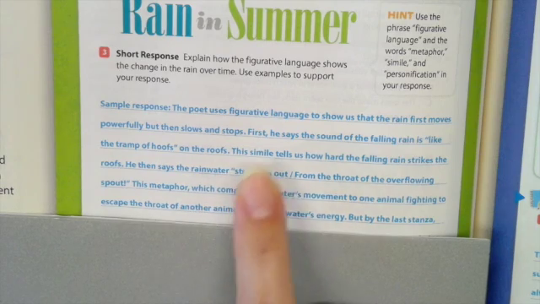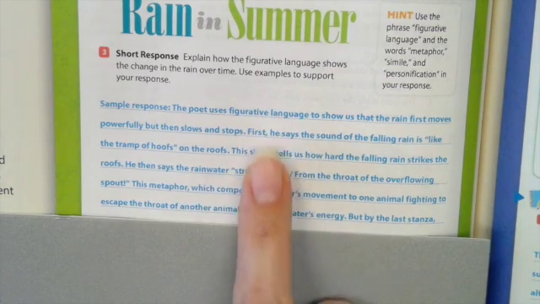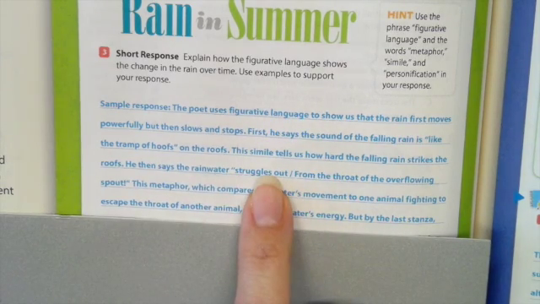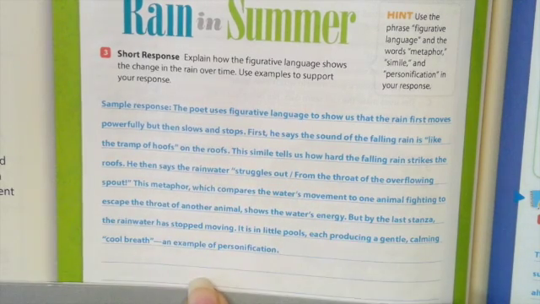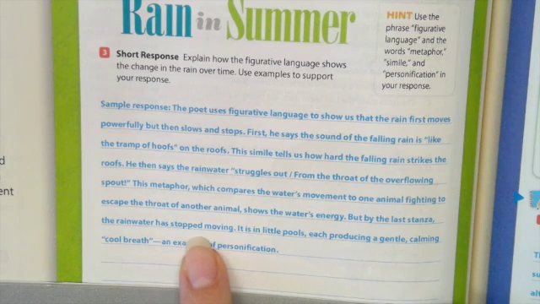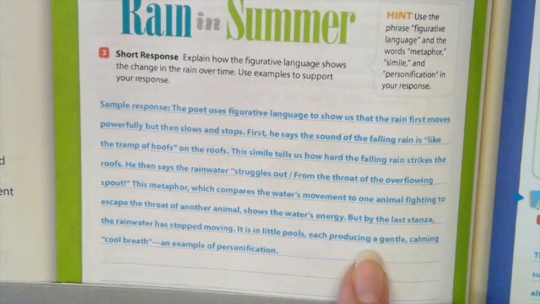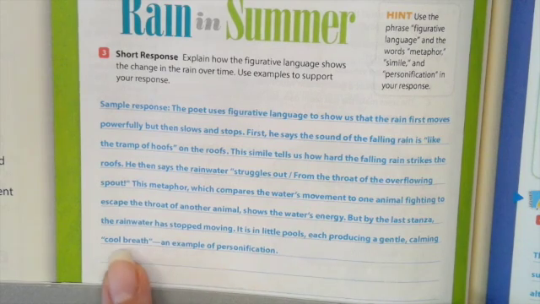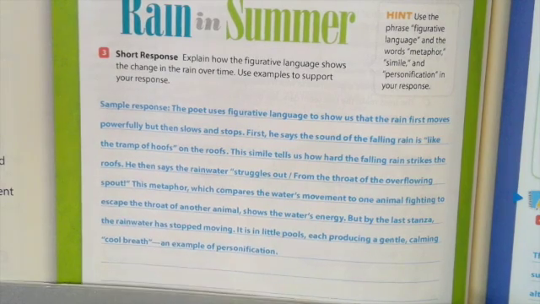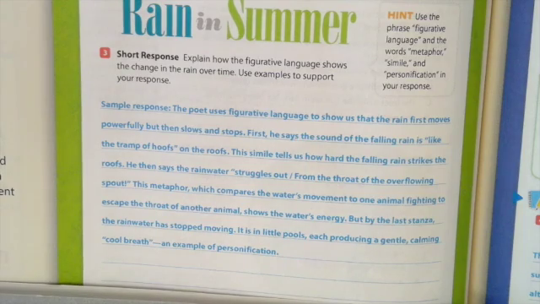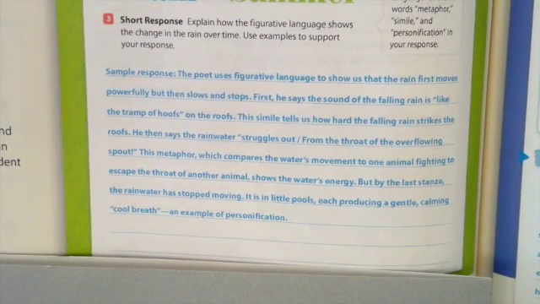Now, in contrast to those first two types of figurative language where we're seeing how powerful the water is, in the last stanza, the rainwater has stopped moving. It's in little pools, each producing a gentle, calming, cool breath as an example of personification. So now everything has slowed down and is a lot calmer. The rain is obviously over now.